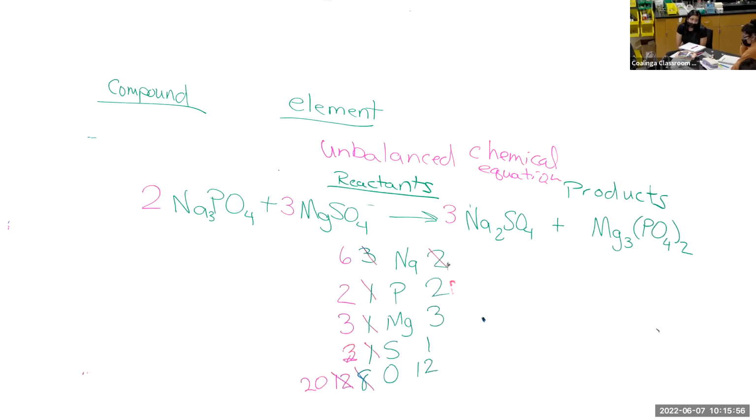Okay, so then that's 3 times 2. 3 times 1. And 3 times 4, 12. 8 plus 12, 20. Is that balanced? Yeah.